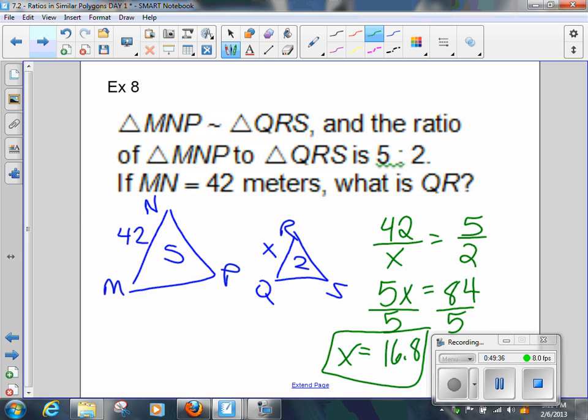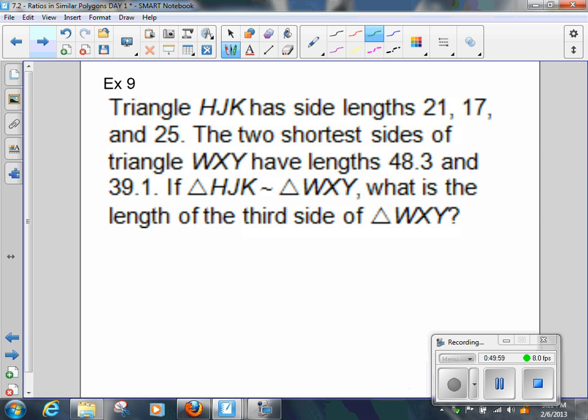Hey, does that make sense? Should that side QR be smaller? Yeah, it should be smaller. Do you guys agree with that? Yeah, cool. Is that easy? It kind of is. It looks kind of weird, but once you get it set up, it's a piece of cake, isn't it? Look at the next one.